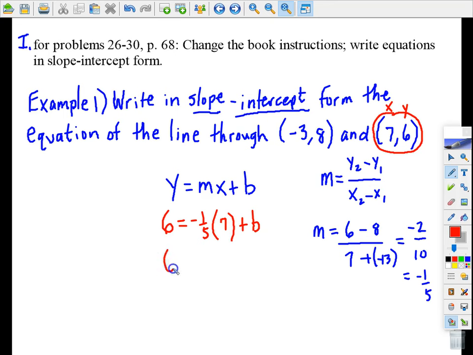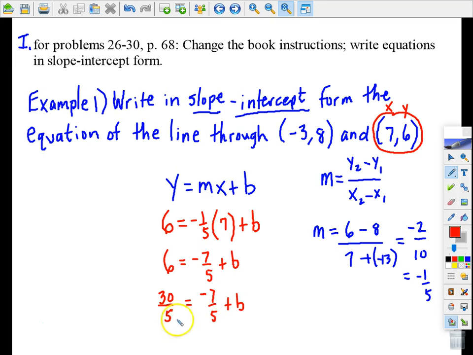Okay, so I got 6 is negative 7/5 plus b. And to make this easier to deal with, to come up with a common denominator, I'm just going to change the number 6, the natural number 6, into the rational number 30 over 5. And now I have common denominators that can be combined. All right.